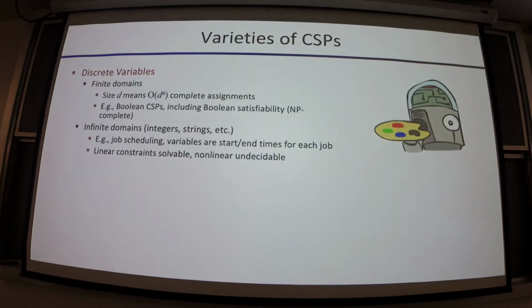Okay, let's talk about the variety of CSPs that there are. So we have ones with discrete variables, right? And in that we can have CSPs with finite domains. If you have n variables with a domain of d for each of the variables, then you have d to the n possible complete assignments, right? And so in the worst case, that's going to be our runtime generally. Okay, so this is like Boolean CSPs, and this includes Boolean satisfiability, which is one of the classic NP-complete problems, right? Generally, these are NP-complete problems.